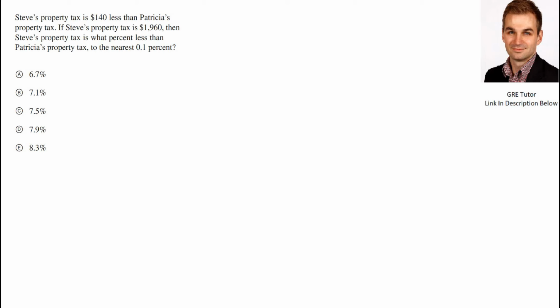Alright, so it says Steve's property tax is $140 less than Patricia's property tax. If Steve's property tax is $1,960, then Steve's property tax is what percent less than Patricia's property tax to the nearest 0.1%. Okay, so let's see if we can write out a word problem from this. Steve's property tax is $140 less than Patricia's. Alright, so if you take Patricia's property tax, you subtract 140 from it, that will give you Steve's property tax.